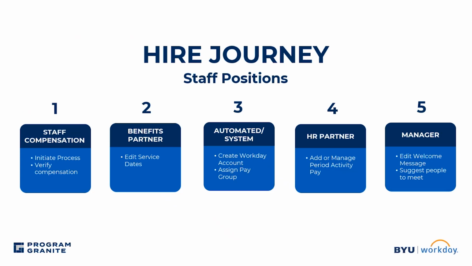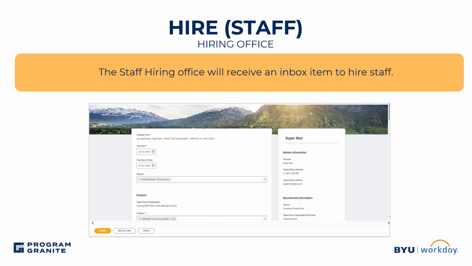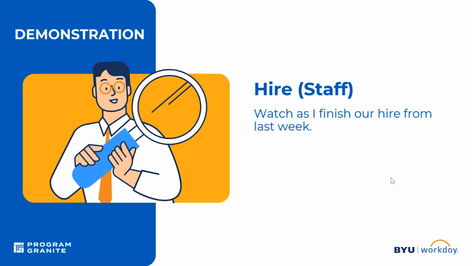And then step 5, the manager will get an inbox task to set up a welcome message, suggest people for them to meet, and set up their onboarding, and we will take a look at that when we do onboarding. So that is the flow for staff. I'm going to demo it, and then we'll talk about the flow for student and faculty and adjunct. The staff hiring office is going to receive an inbox task, so let's go take a look at that in Workday.